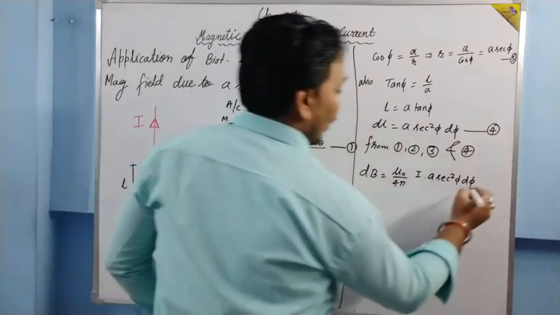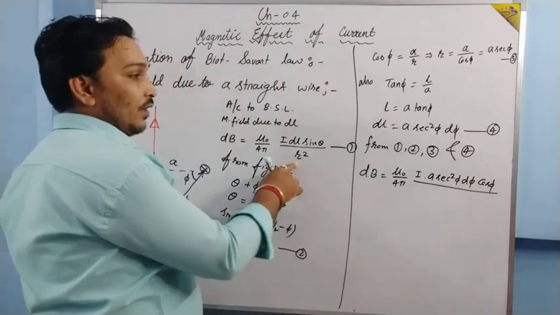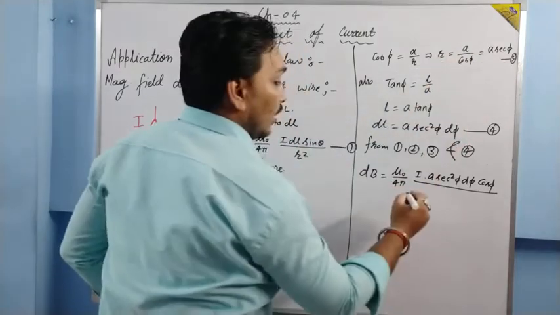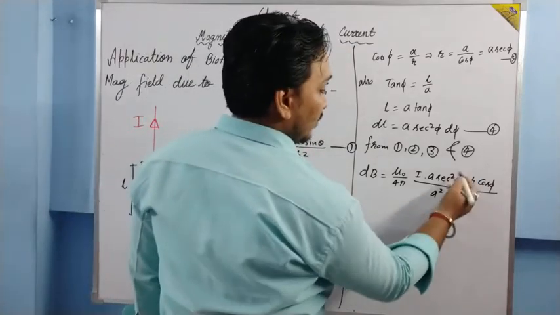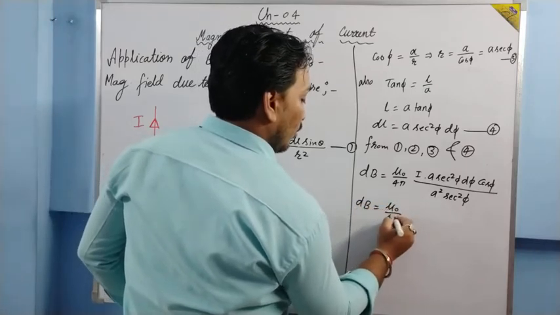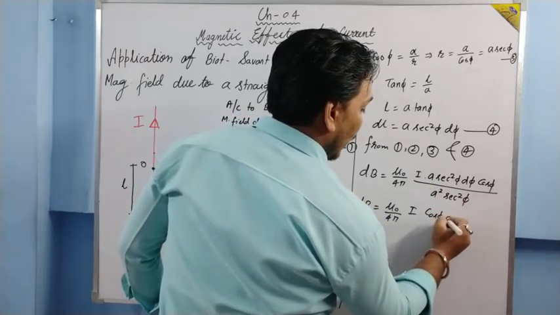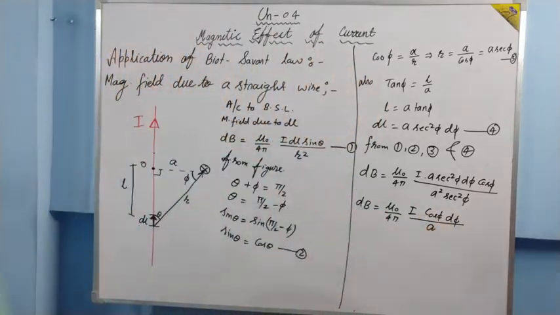In place of sin theta we need to put cos phi, upon, in place of r square we need to put the value of r, r is equal to A sec phi. It will become A square sec square phi. Now this sec square phi will be cancelled, A and A will be cancelled. So dB will be equal to mu naught upon 4 pi I, sec square phi is cancelled, cos phi d phi upon A. This will be left. Now we have to integrate this equation. This equation is variable in phi only because A is fixed.